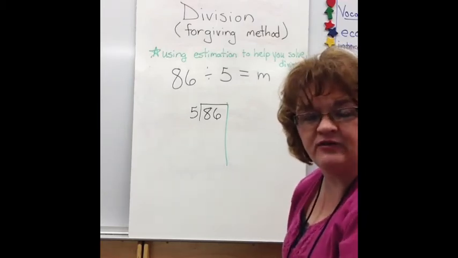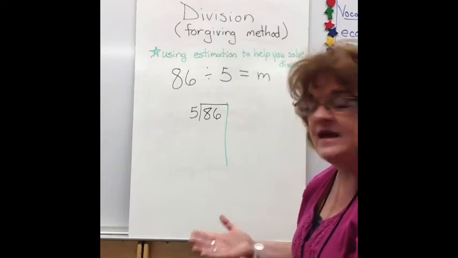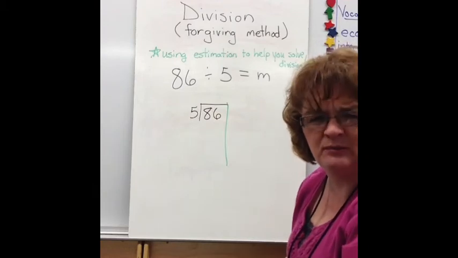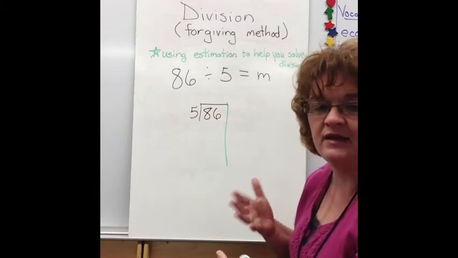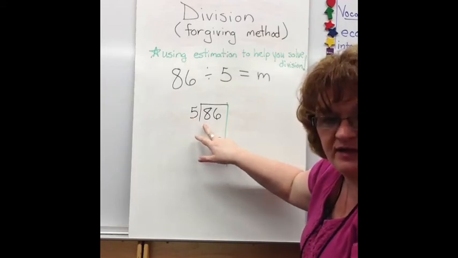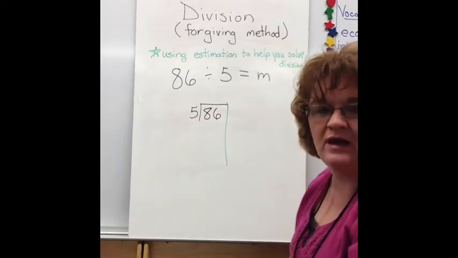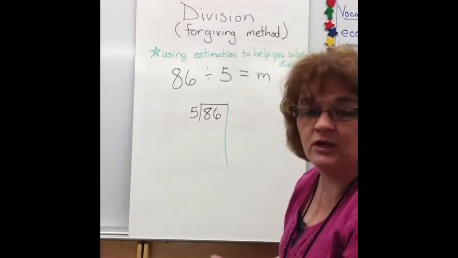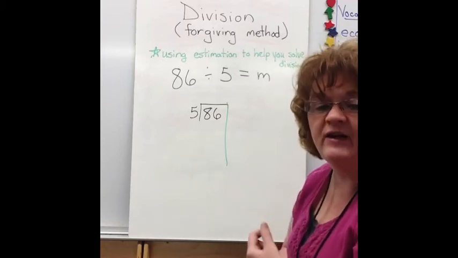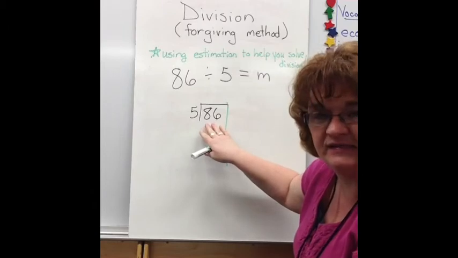The best part about the forgiving method of division is that you can use what you already know to help get this number 86 down to a more manageable number, to something that you better understand. So, when I think about the number 5 and I think about the number 86, I think to myself, how many times will 5 go into 86? Well, I really don't know that off the top of my head, but I do know some very simple multiplication problems that will help me knock this 86 down.